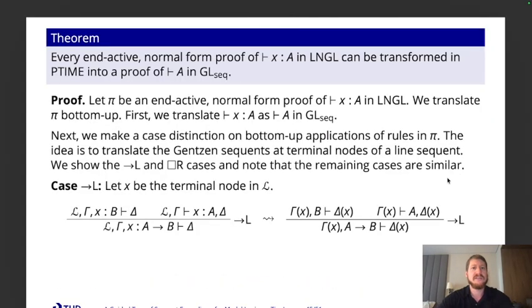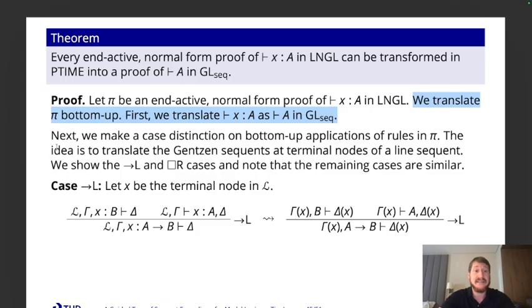So let's now show how to go from the line sequent setting to the Gentzen sequent setting. We're going to show that every end active normal form proof of a theorem in the line sequent calculus can be transformed in polynomial time into a proof of the same theorem in the Gentzen sequent calculus. So let pi be an end active normal form proof of xa in the line sequent calculus. We're going to translate the proof pi in a bottom up manner. That means that we're going to start with the theorem xa, which then just becomes the Gentzen sequent turnstile A in the Gentzen calculus.